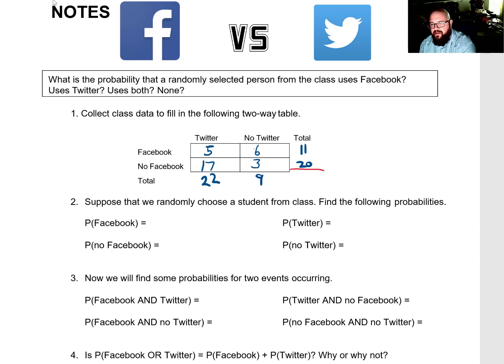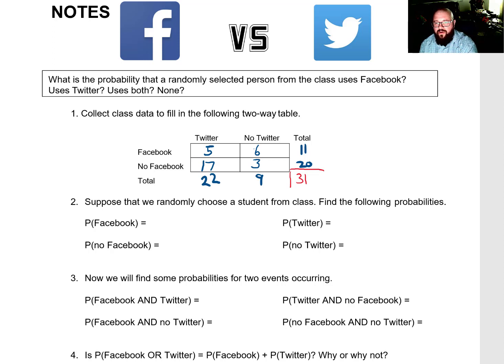Total right there should equal the total we did right here, in which case they should all add up to 31. And they do for us, which is good. So we did our math somewhat correct so far. Now suppose that we randomly choose a student from class. Find the following probabilities.